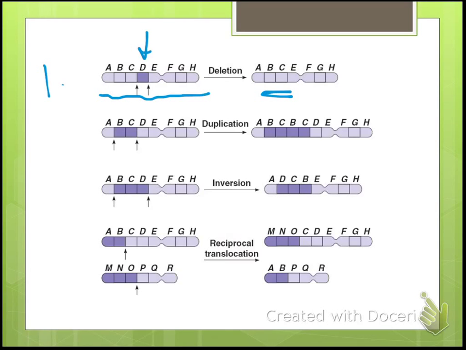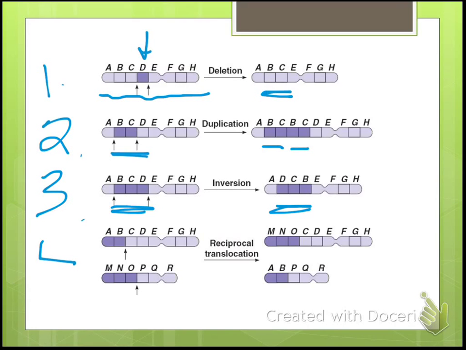Okay, here's our second one, duplication. We start with B and C being together. After it's duplicated, now we have 2 sets of BC, BC. So we've added a large portion to the gene. Inversion is the third one. Right here we have BCD in the right order, but when we invert it, we've flipped it. Now we have just the opposite, DCB.